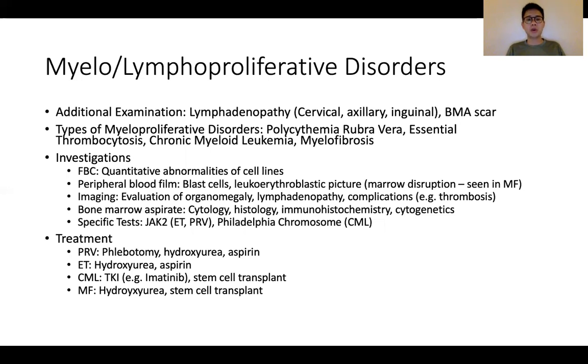And you want to do bone marrow studies looking for cytology, histology, immunohistochemistry, and cytogenetics to characterize the type of myelolymphoproliferative disorder. Specific tests include JAK2 for ET and PRV, as well as Philadelphia chromosome for CML. Treatment-wise, this is just a very broad overview. You probably have to get a tutorial from the hematologists for more insights with regard to treatment.